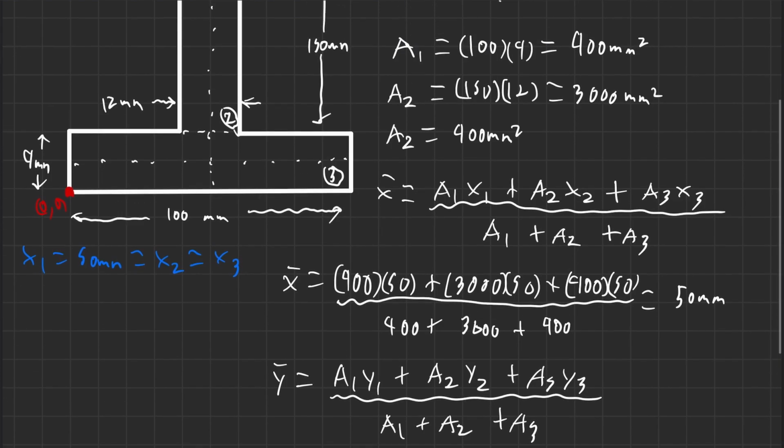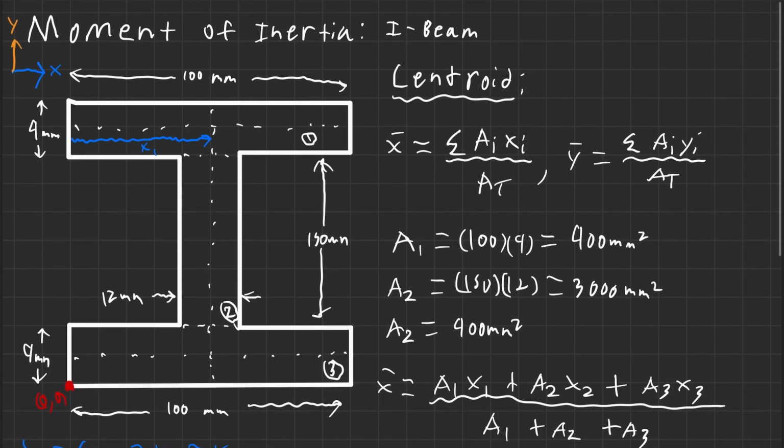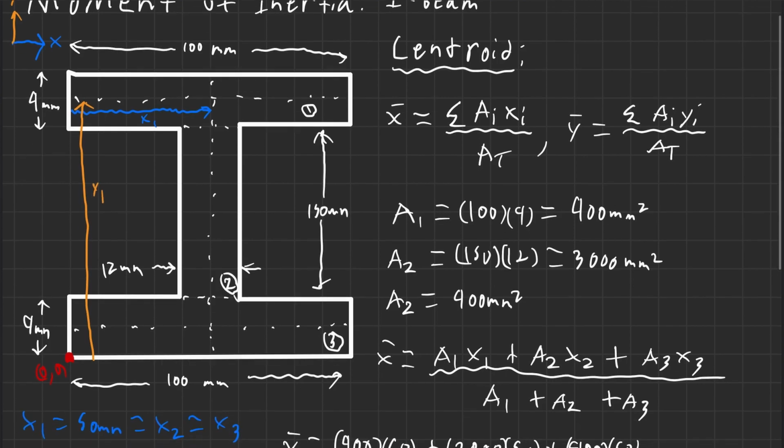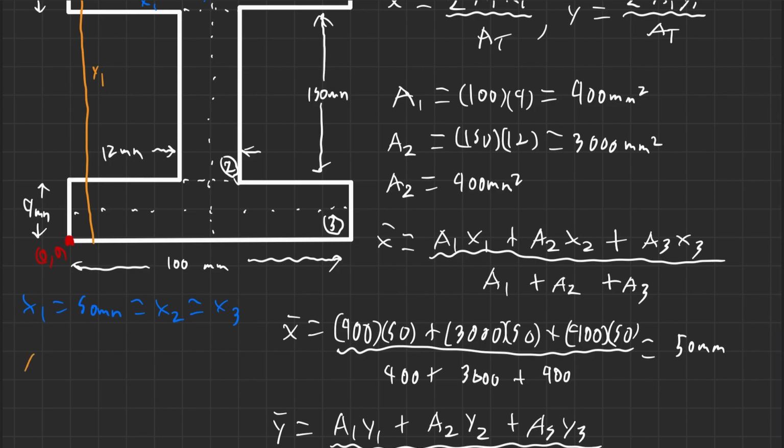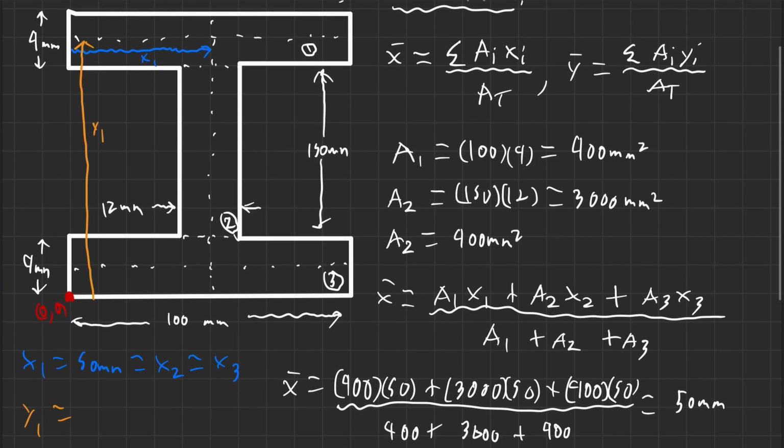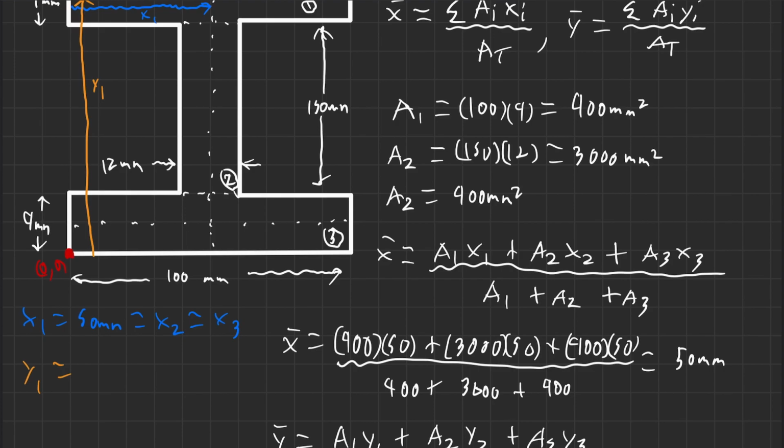Okay, so now we've got to find our y's. So we'll measure it from the same spot. The y's are going to be different though because the shapes have different y positions. So we'll do y1 from this point all the way up to the center line of this, which is y1. So how do we calculate y1? So y1 is equal to 9 plus 150 plus 9 over 2. And this equals 163.5.